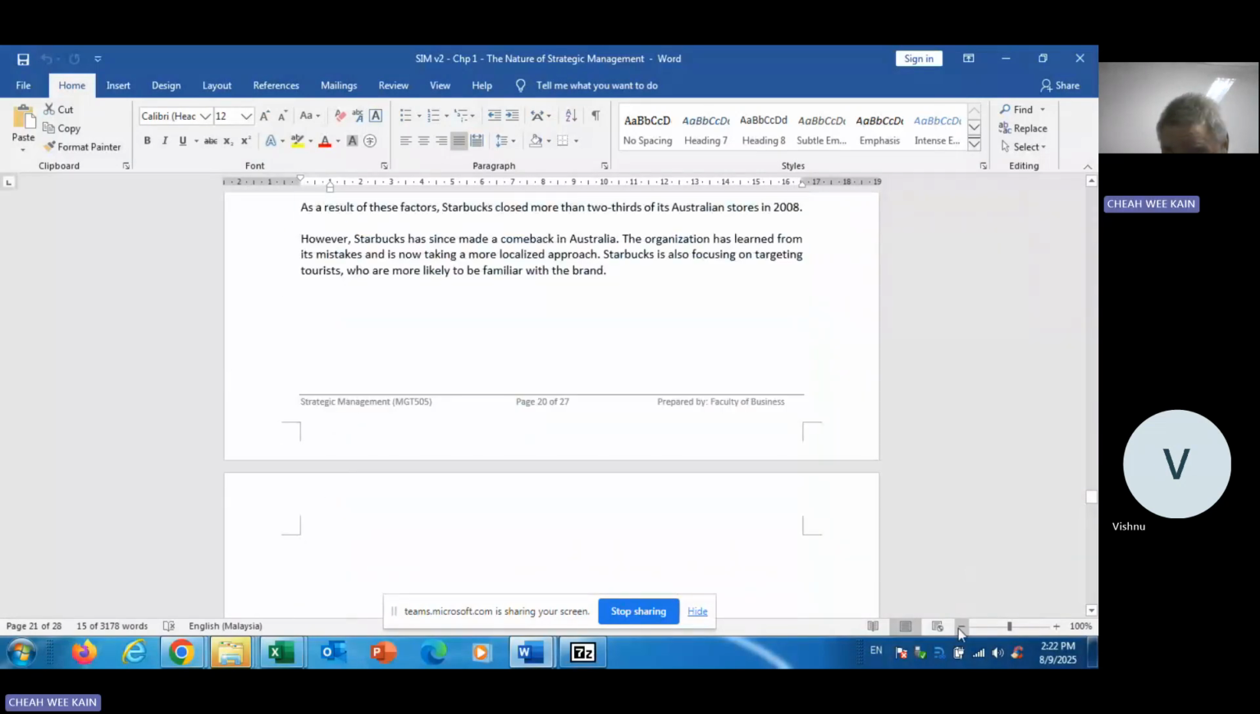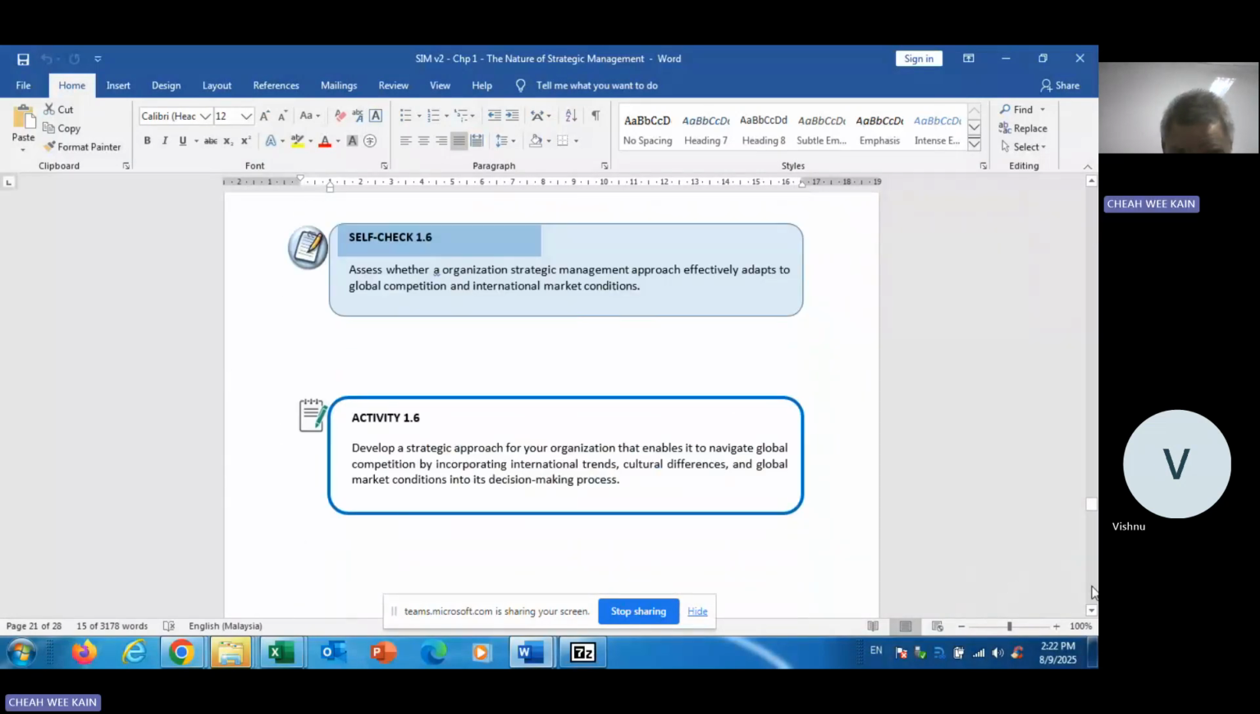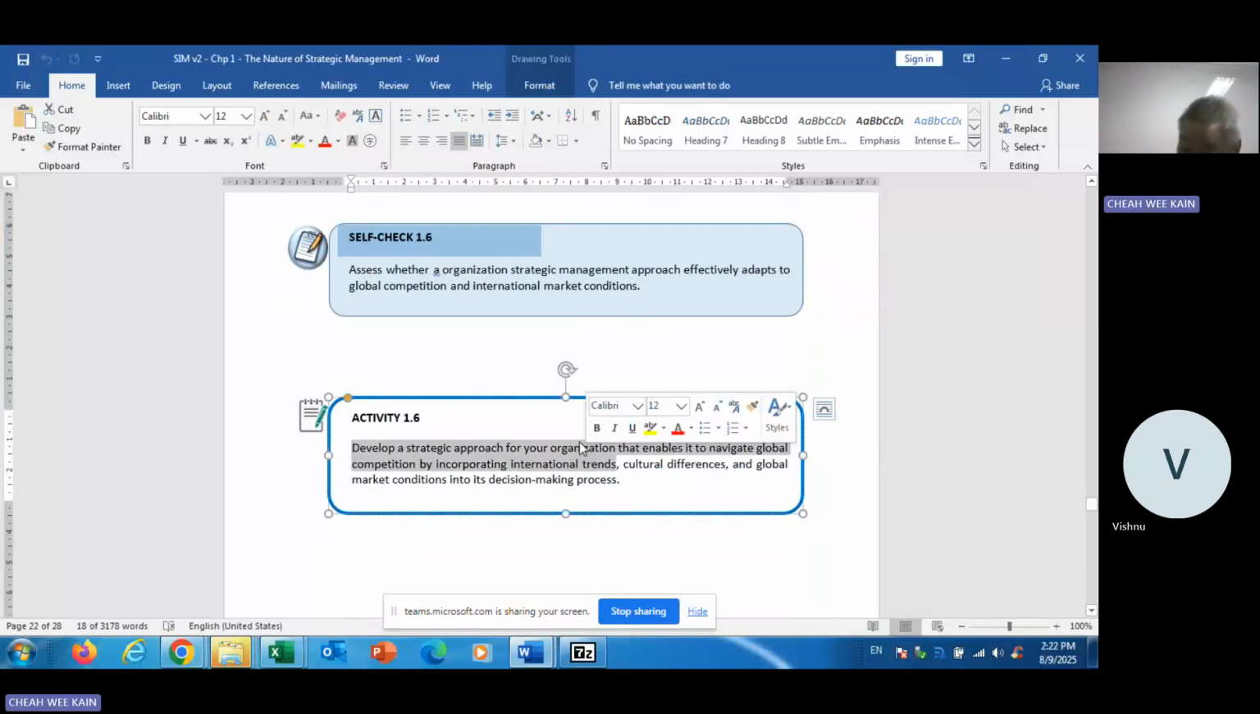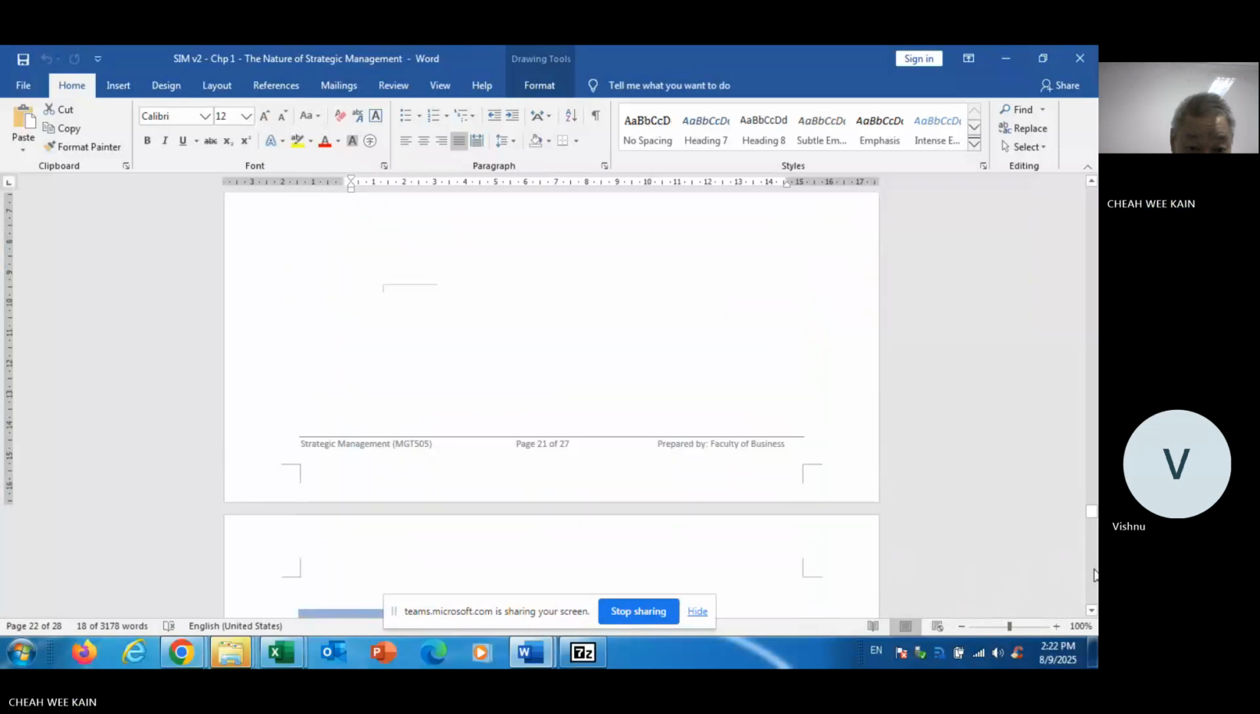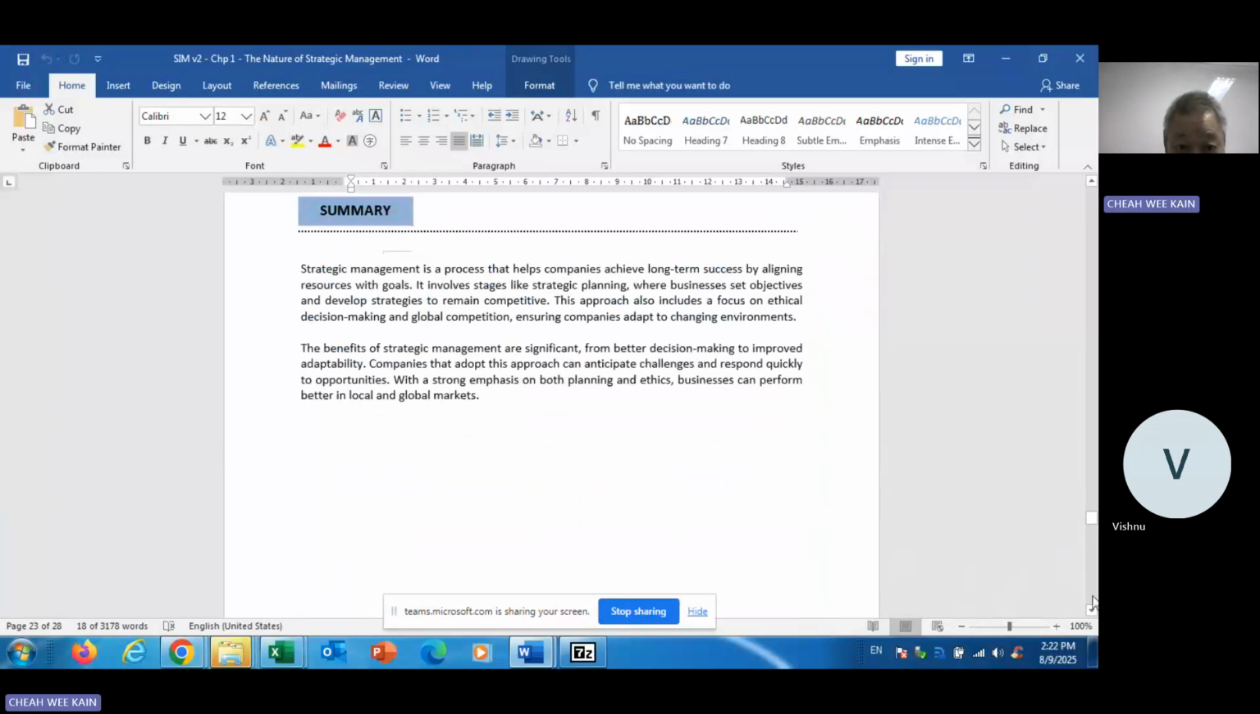Yeah, under 1.6, just one activity also. You develop a strategic approach for an organization. Okay, some of you may not be able to do that. So you have to develop it yourself just as an exercise. So that's chapter 6, and that's a summary. And look at it.